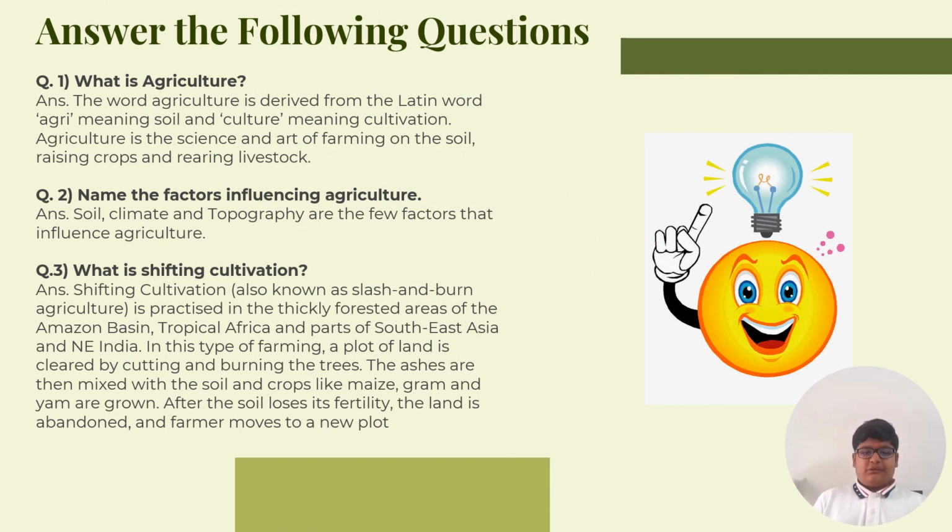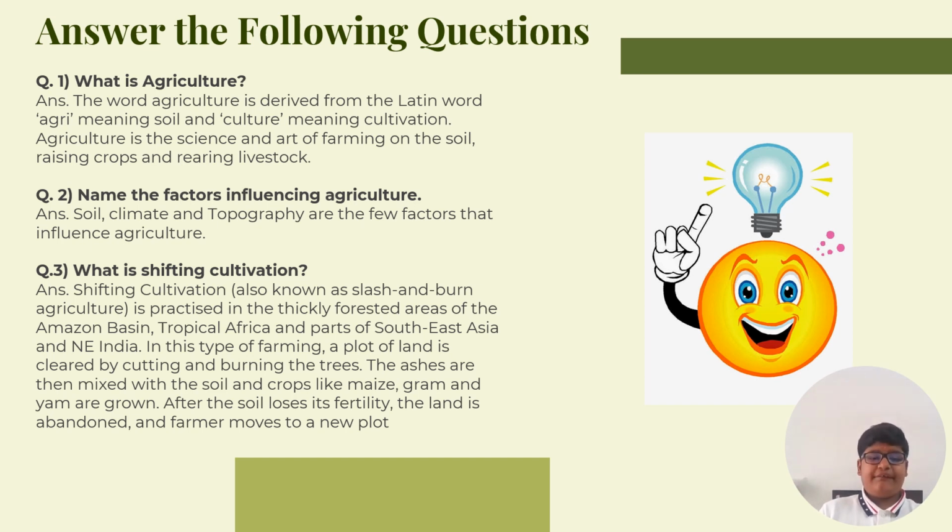What is agriculture? The word agriculture is derived from the Latin word agri meaning soil and culture meaning cultivation. Agriculture is the science and art of farming on the soil, raising crops and rearing livestock. Name the factors influencing agriculture. Soil, climate, and topography are a few factors that influence agriculture.